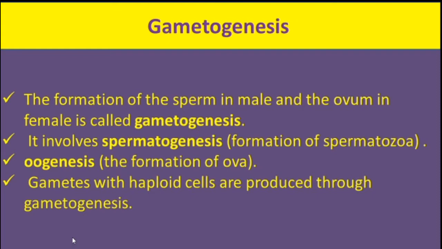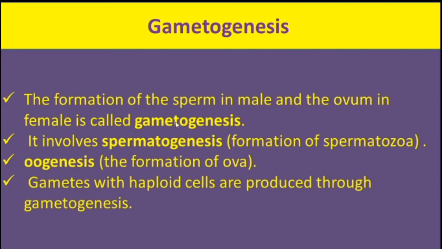Dear students, now let us start with gametogenesis. Gamete means the male gamete, that is sperm, and the female gamete is called ovum or egg. Genesis means formation. So the formation of sperm in male and ovum in female is called gametogenesis.